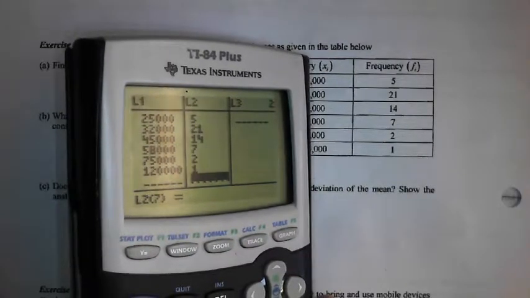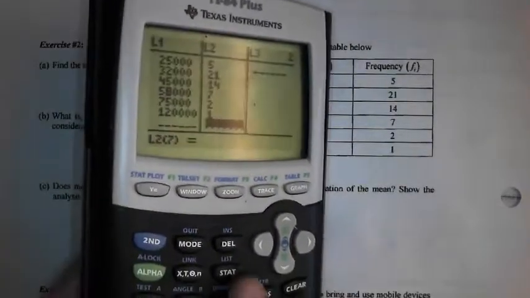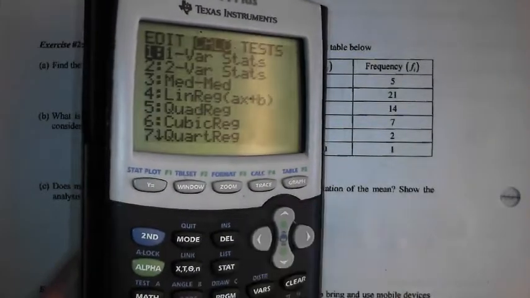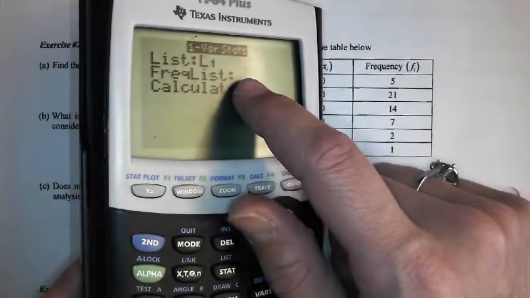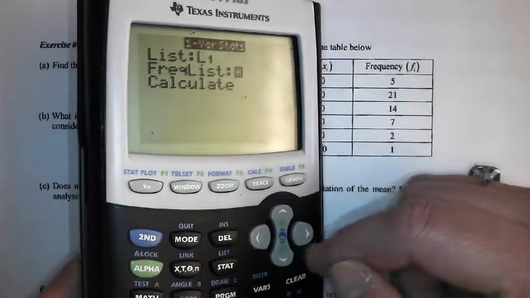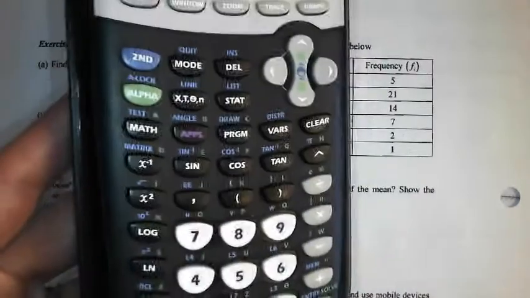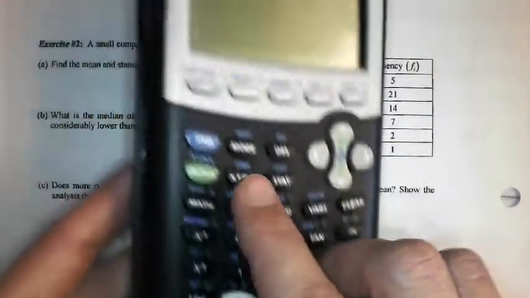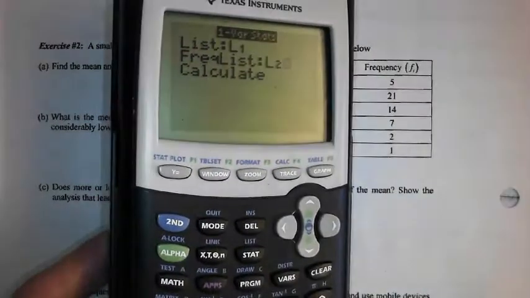So far, so good? Okay, now when I run my calculation here, hit the stat, go over to calculate, in one variable statistic still, I do need to mention that I have a frequency list. It's L2. L2 is written in blue above your number 2 key. So you'd have to hit the blue second button and then 2. So second and then the number 2, and it will pull up L2.